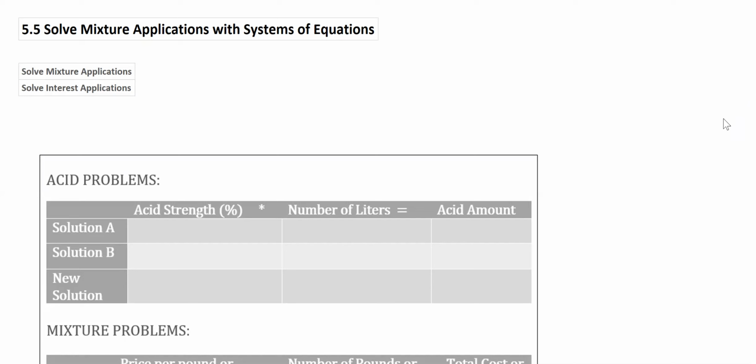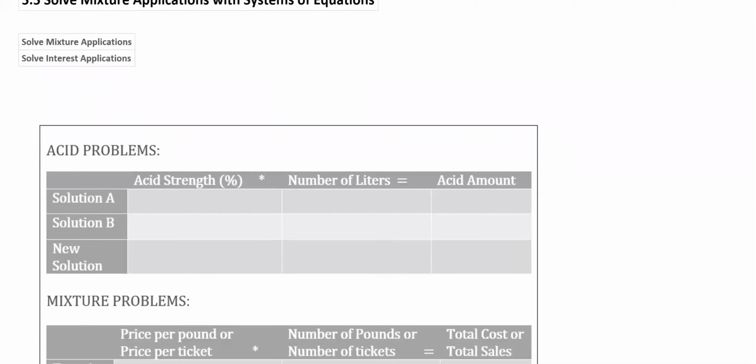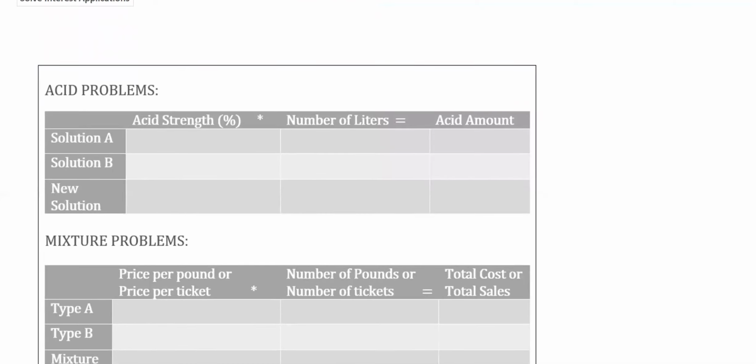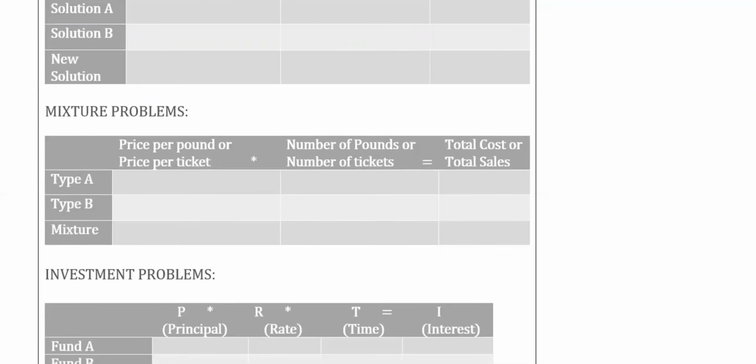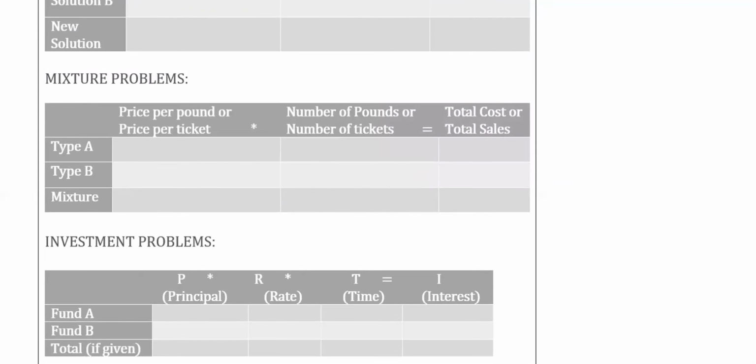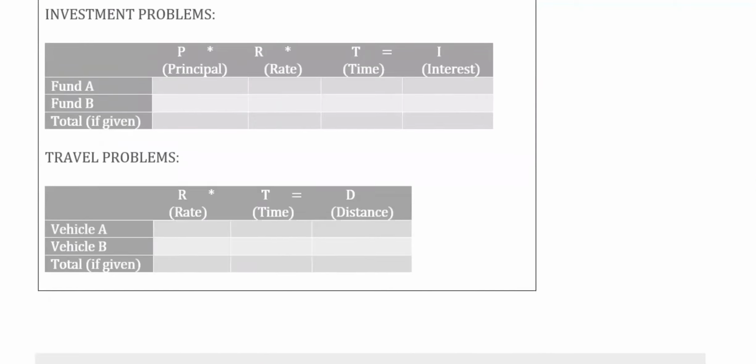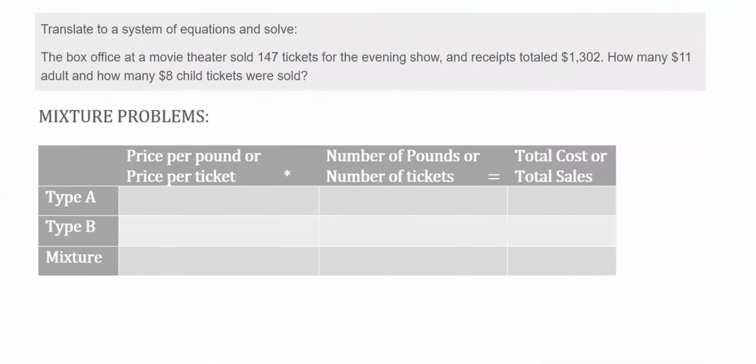Now, we've looked at this before in section 3.3, where we dealt with equations with one variable. We are re-looking at these tables, but this time we're going to use this table with two variables. So it's the same table, which is good to know. We're going to look at asset problems, mixture problems, investments which involve simple interest, and so on. So let's take a look at our first one.